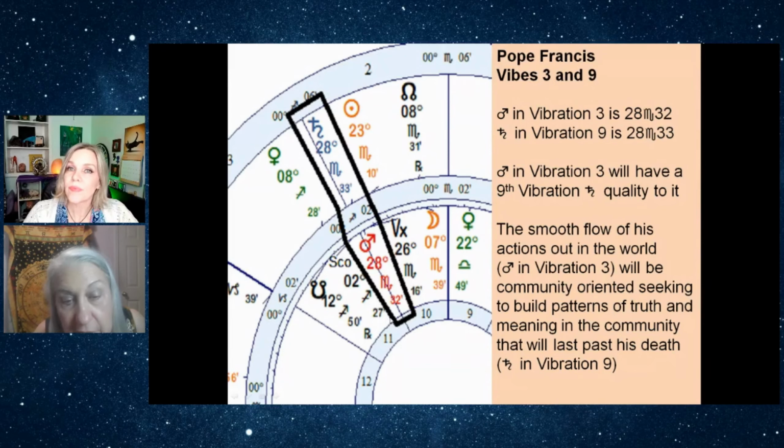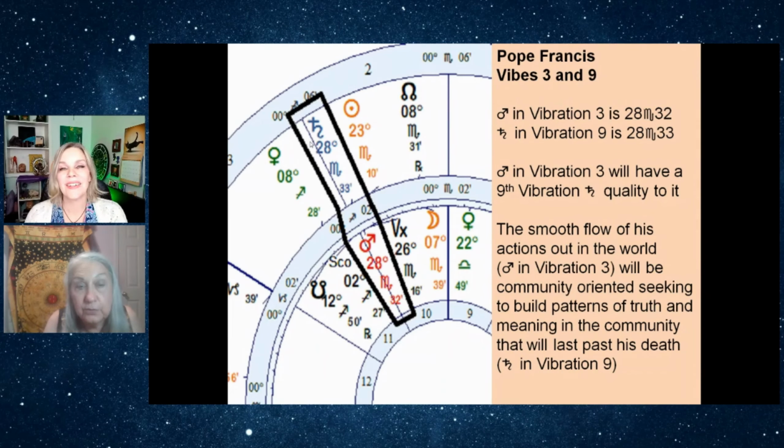So that smooth flowing Mars in his third vibration, in his internal energy flow, has a Saturn on it, a sense of responsibility, and it's from 9, responsibility for the community. Yes. So a sense of what is really important and essential in the community. That's the kind of things he wants to do with his Mars.